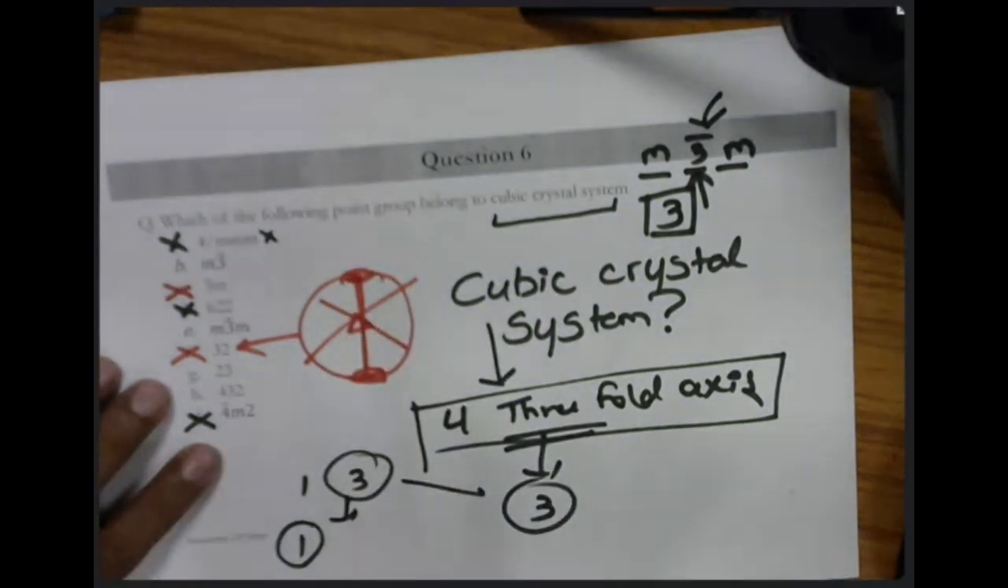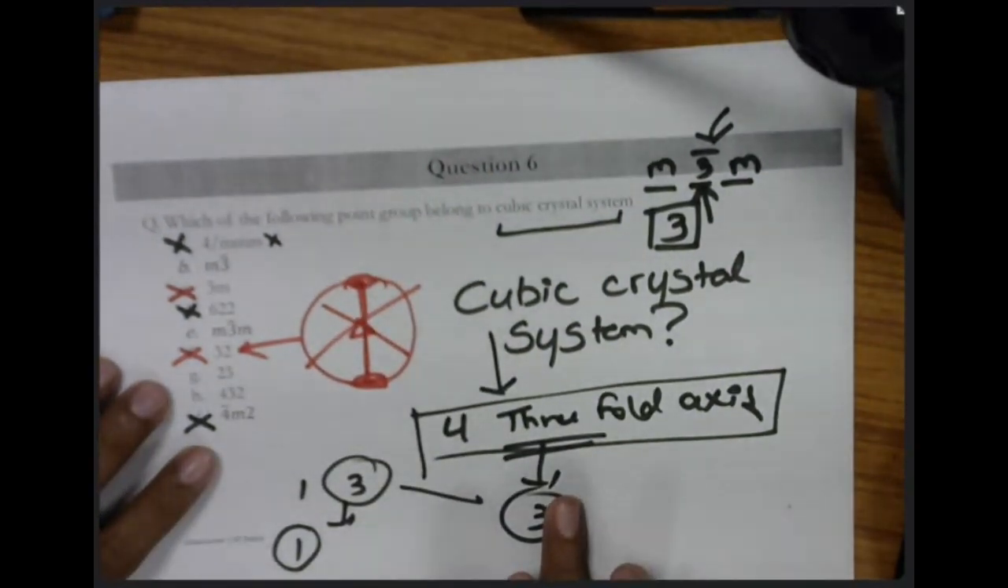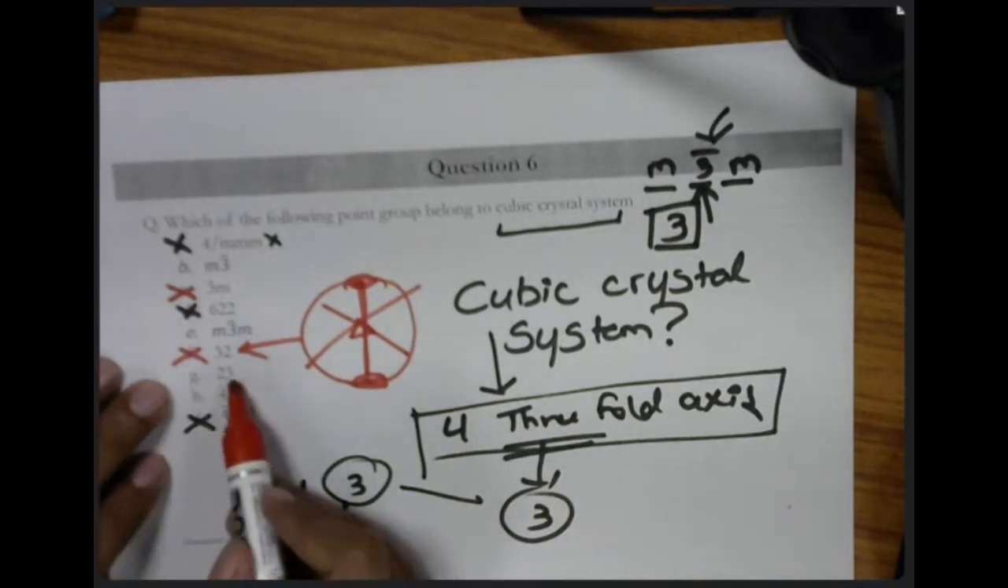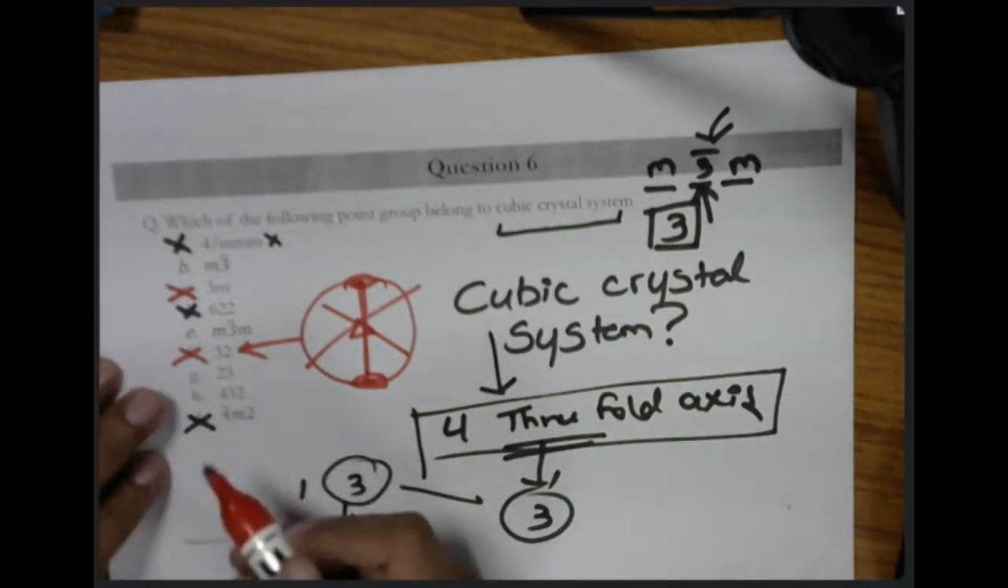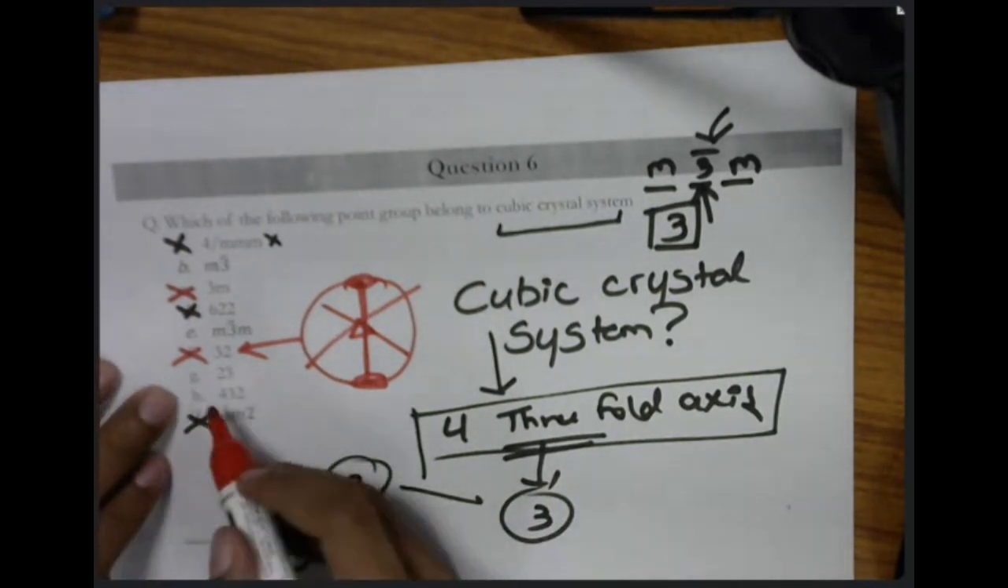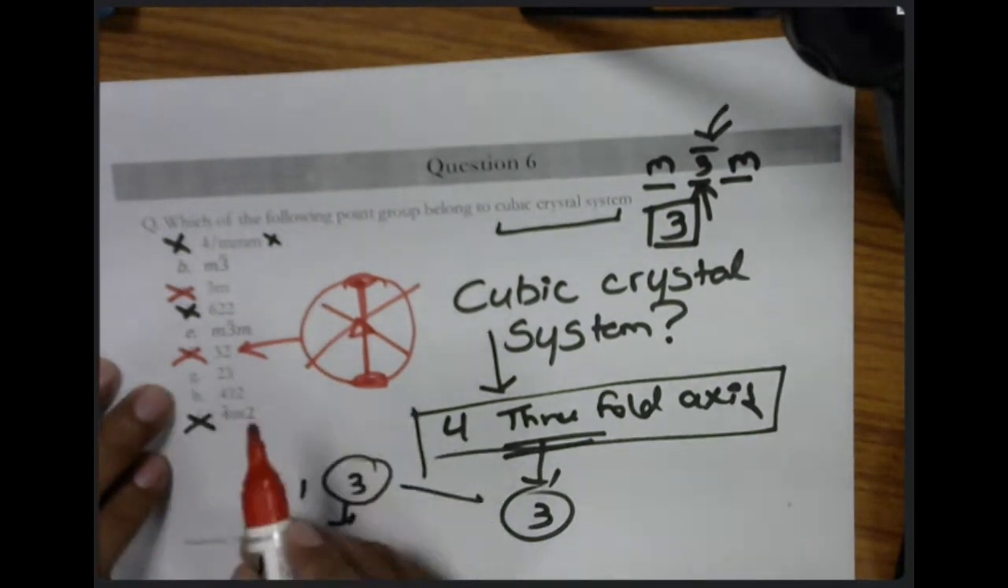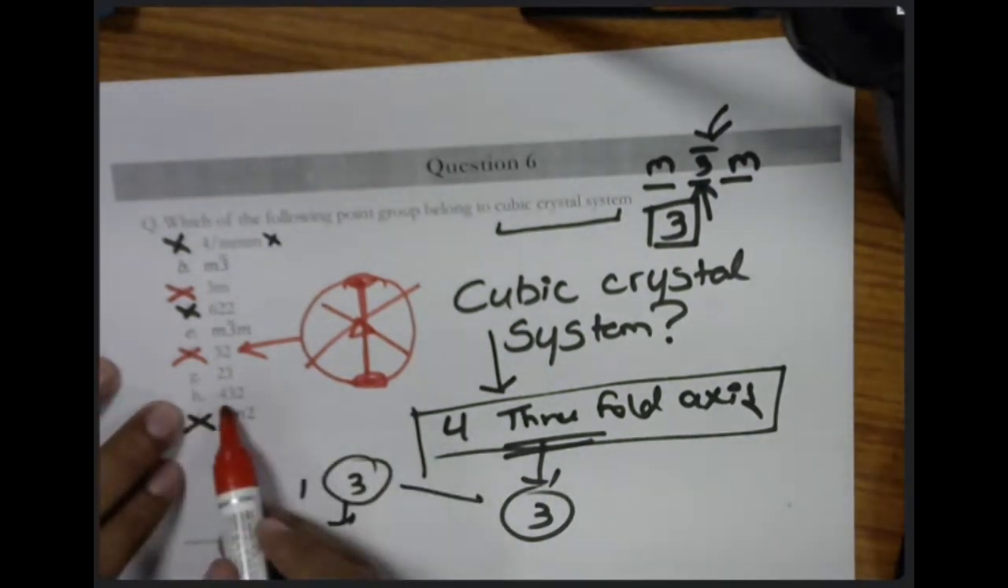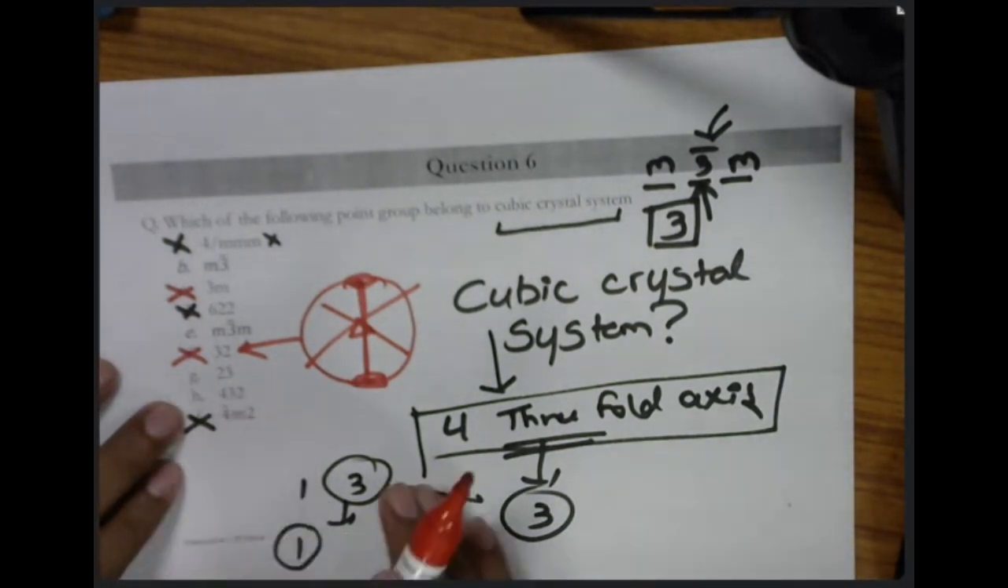And this is a trigonal crystal system. This will correspond to the trigonal crystal system. 2 3 is written, 3 is there at the second position. This belongs to the cubic crystal system. So we are keeping G. H, yeah, 3 is there at the second position. We know it will belong to the cubic, so we are keeping this also.